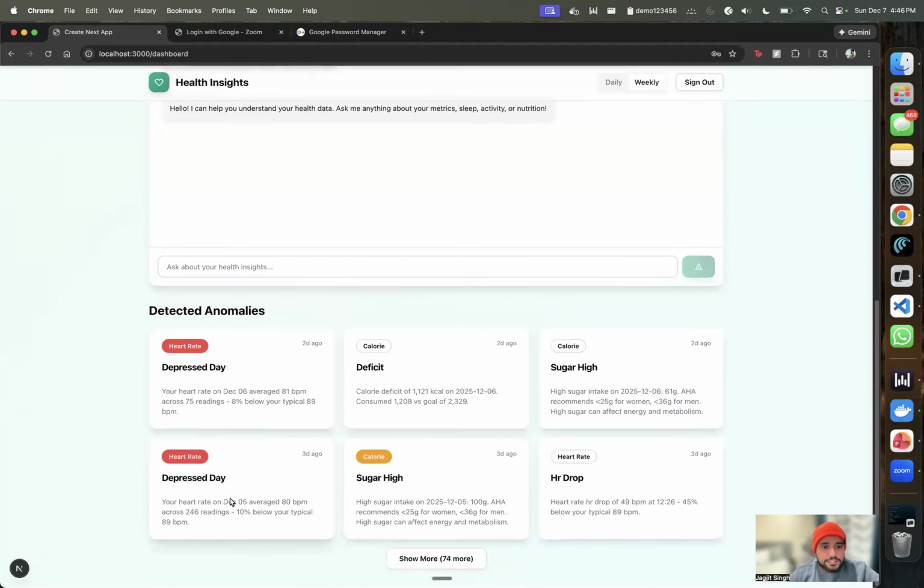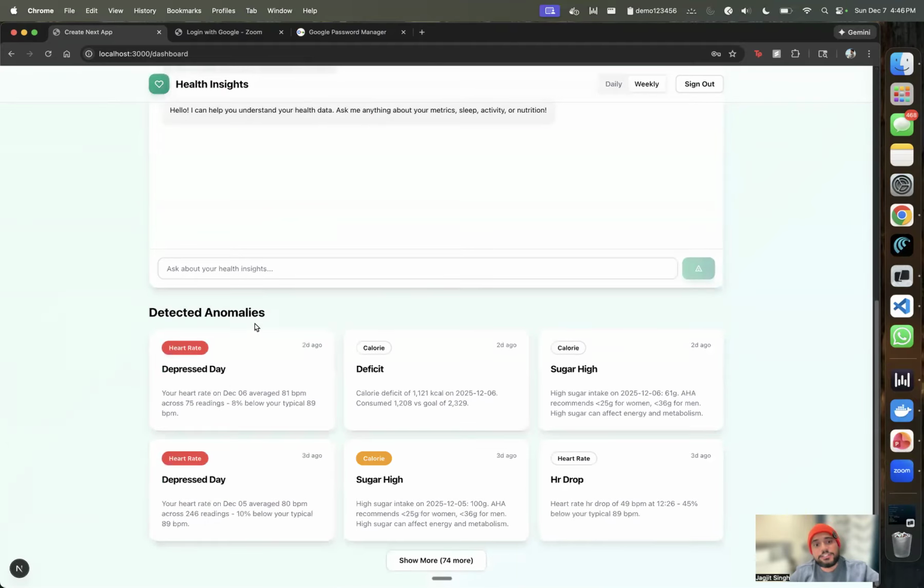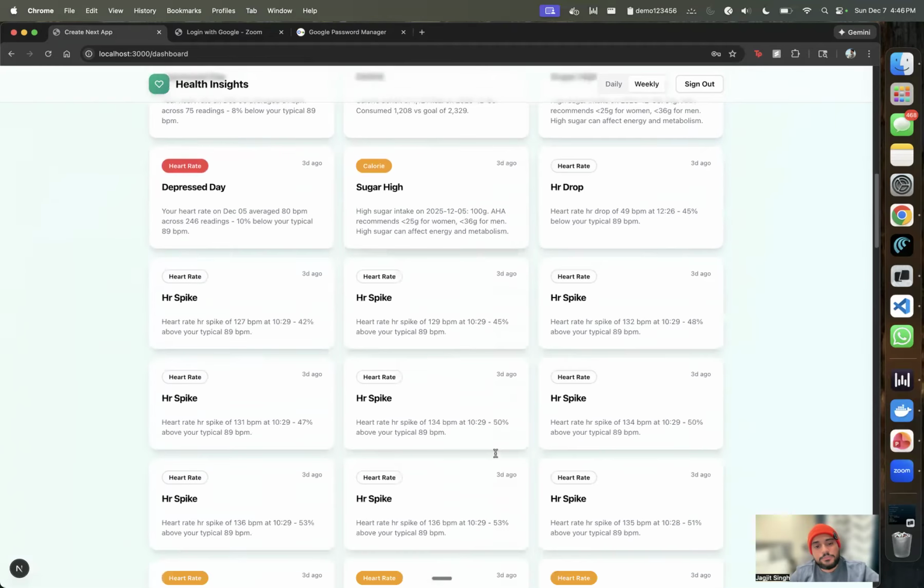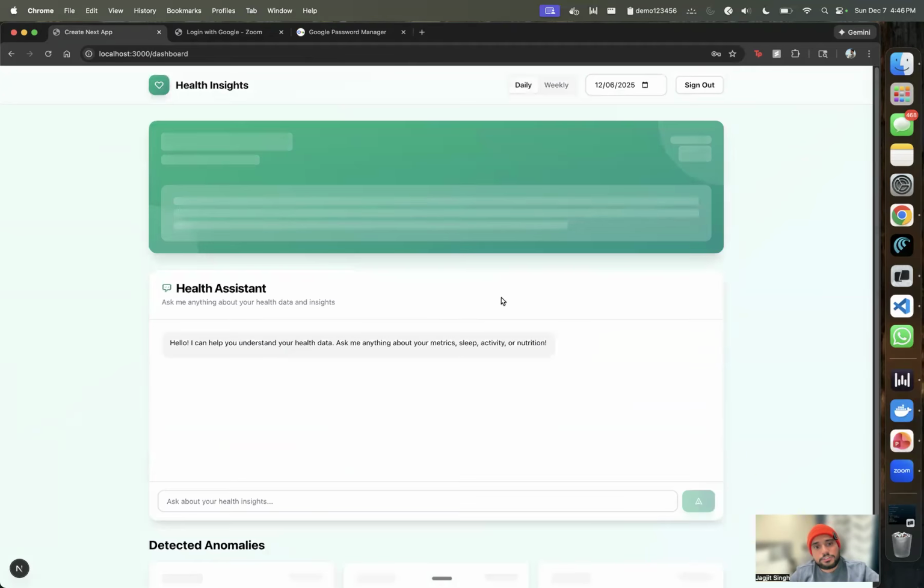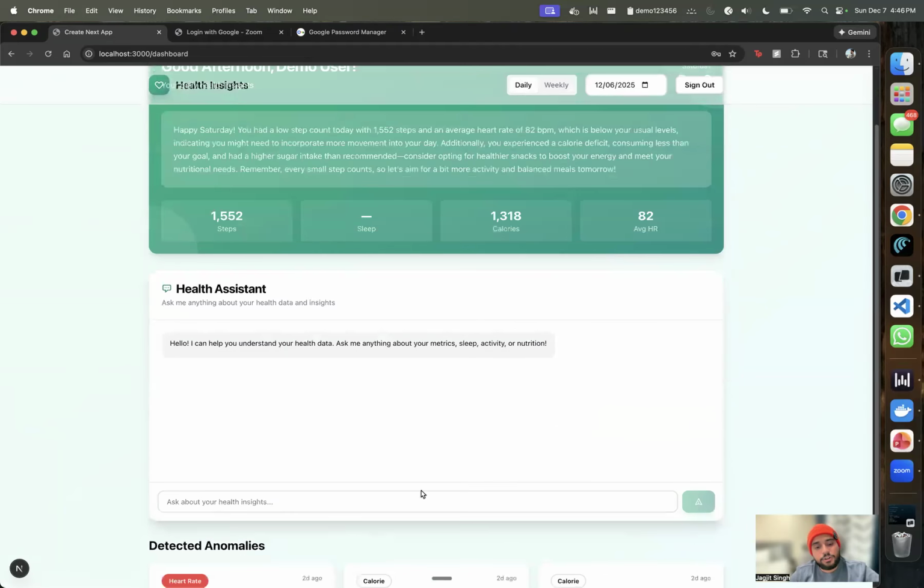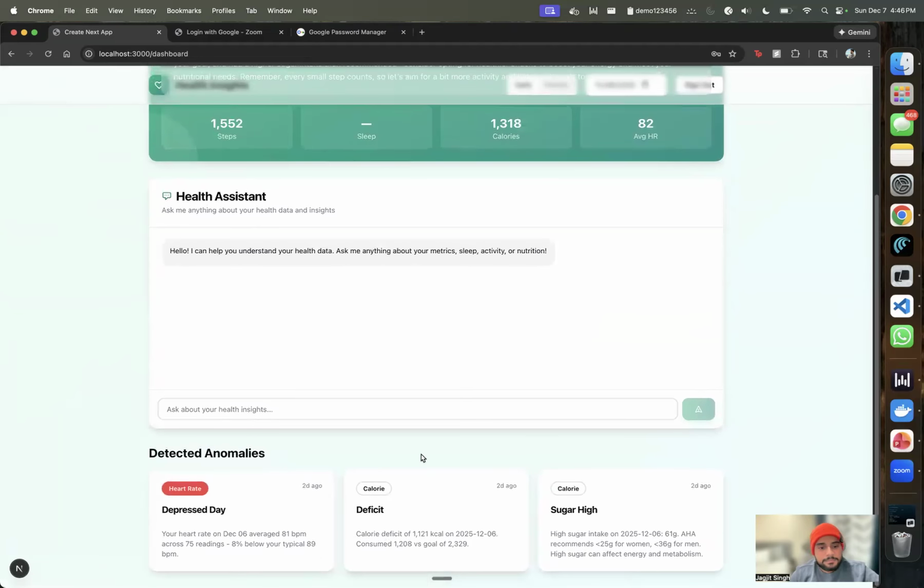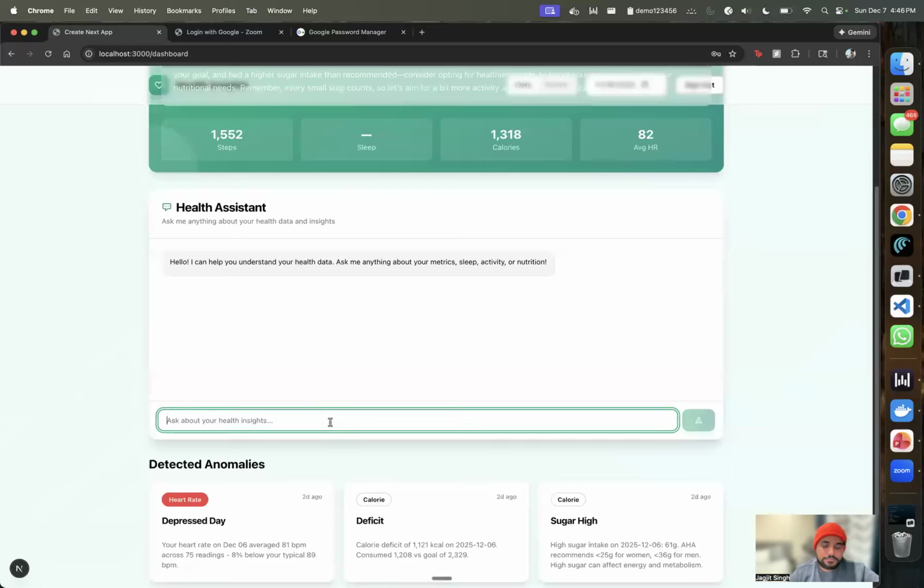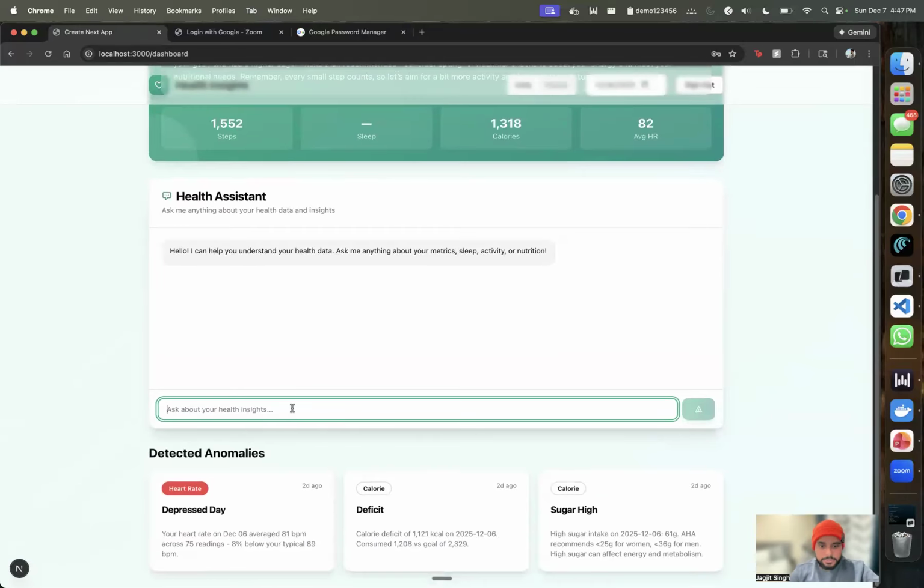Our next feature is it detects anomalies in data. So these are all the anomalies that are detected in the entire week. We can switch to the daily view and see all these anomalies that were detected. So now this health assistant can help us based on our own personal data to help us understand what happened, or if I want to know, since it detected an anomaly that I was calorie deficient.